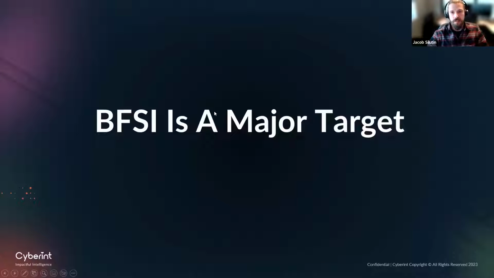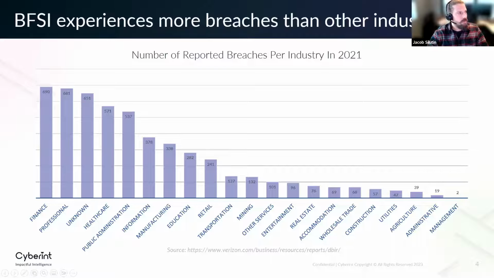So let's take a look at the industry as a target. The first graph I want to talk about is the number of reported breaches per industry in 2021. We'll also look at some data from 2022, but just as a means to set the tone for this discussion, we can see here on the left side that the finance sector has been the most targeted out of any other sectors like healthcare or public administration, education, even retail. All of these sectors were less targeted in 2021 and less targeted in 2022, with 690 breaches reported back in 2021.